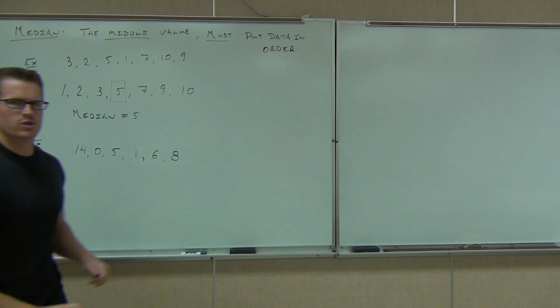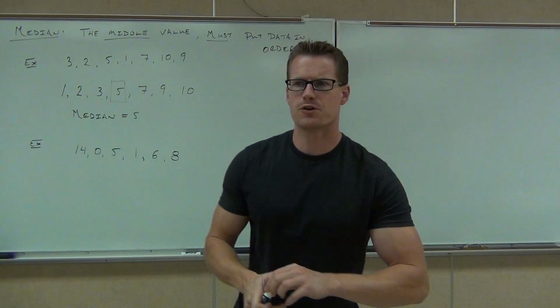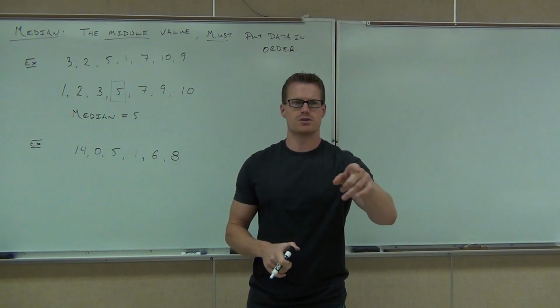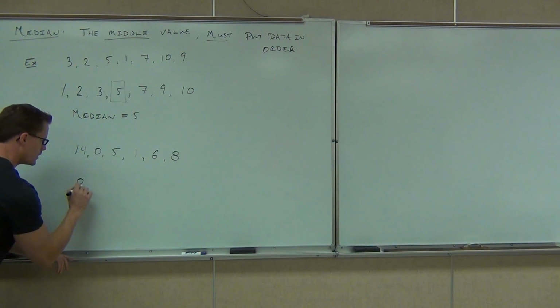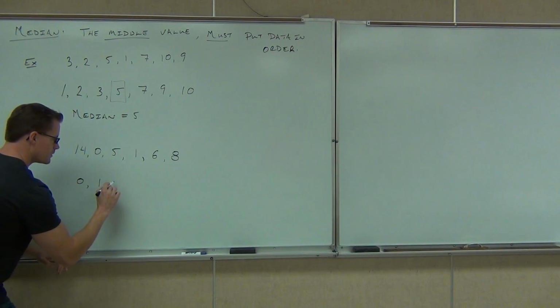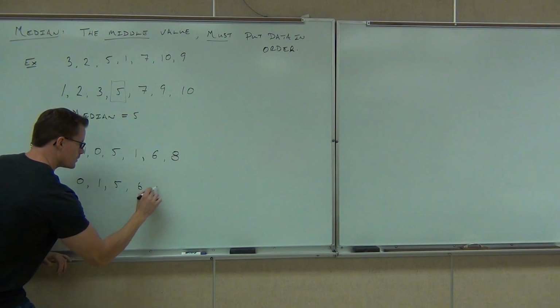Okay, let's say we have these numbers. How many are there? 6. What's the first thing you have to do with these numbers, everybody? What are you going to do first? Good. What's the first one? 0. And then? 1. And then? 5, 6.